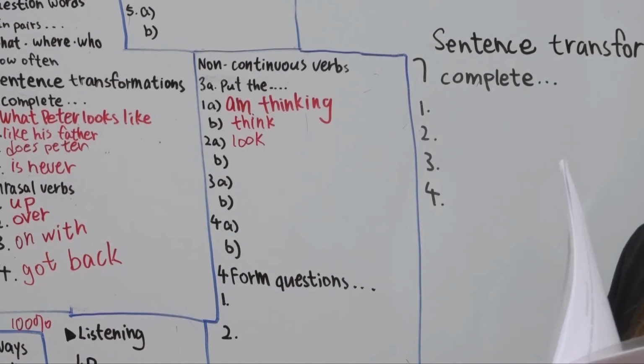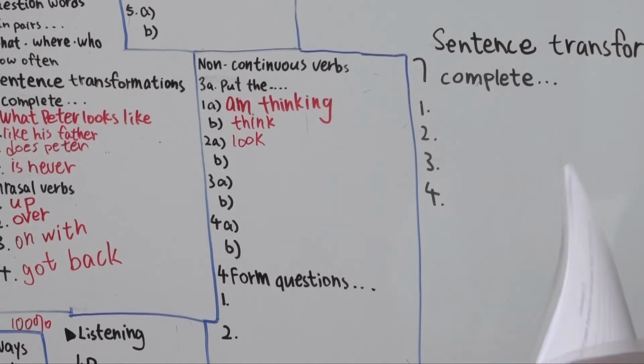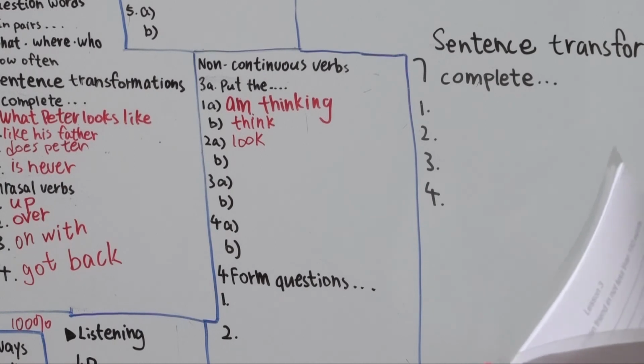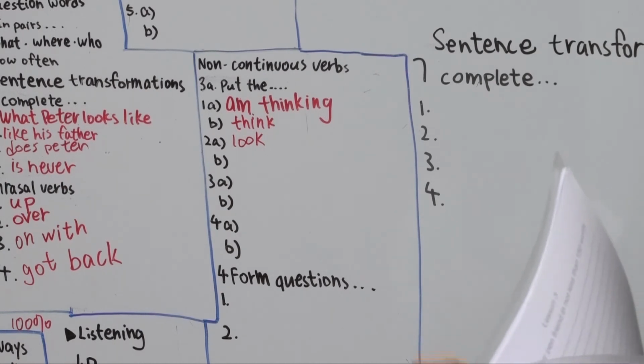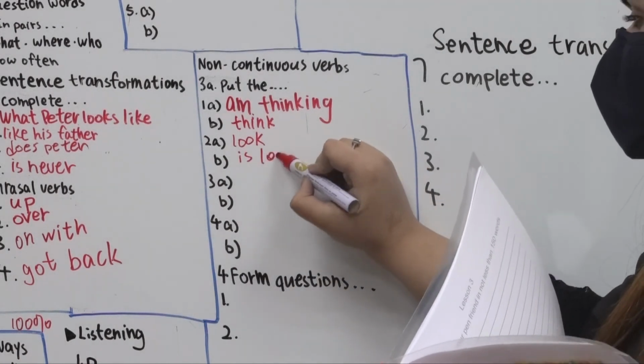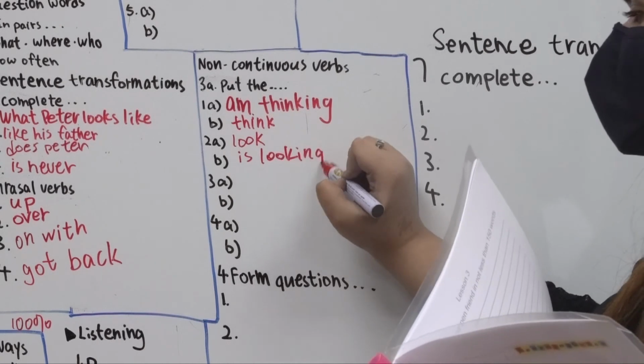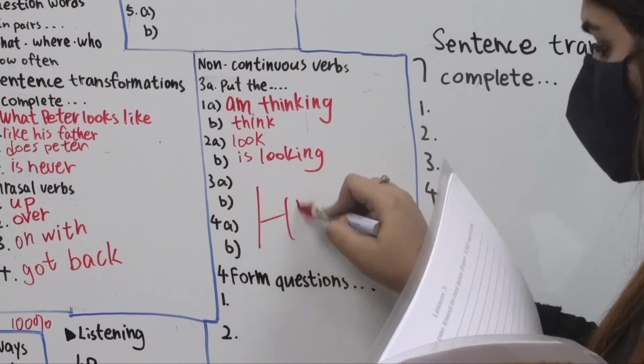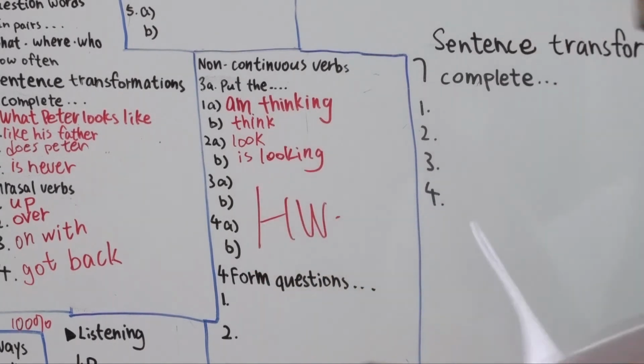B. Be quiet. The teacher is looking at us, or the teacher looks at us? The teacher is looking at us. Easy? Right? Homework? Great. It's not that hard. Don't worry.